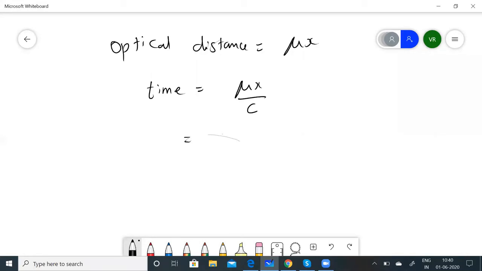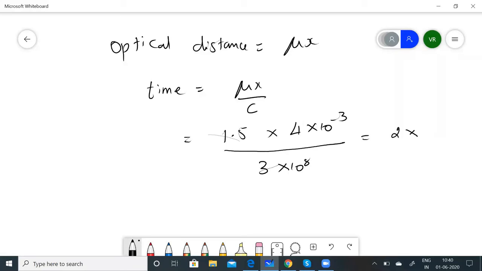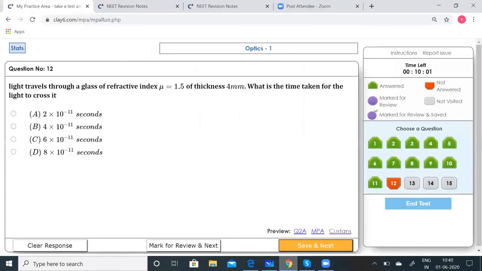Having known all the values, we can just quickly substitute. 1.5 into x is given as 4 into 10 to the power of minus 3 divided by c is 3 into 10 to the power of 8, which is equal to, when you simplify this, it gives you 2 into 10 to the power of minus 11 seconds. Let's see which option is correct. Yeah, option A is correct. Save that, go to the next.